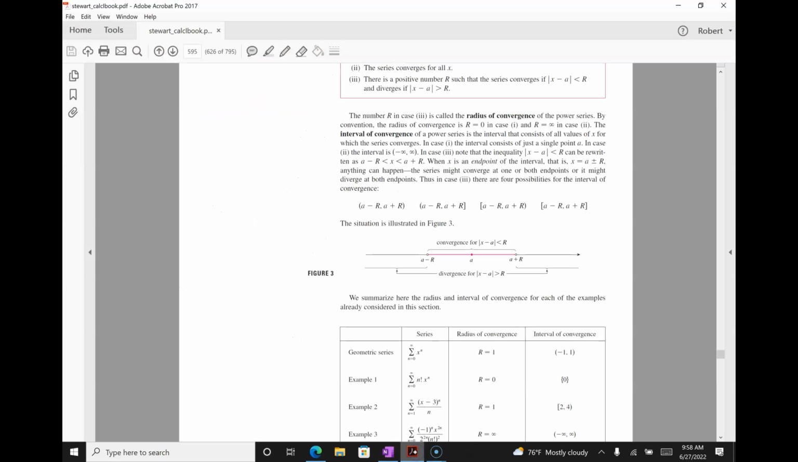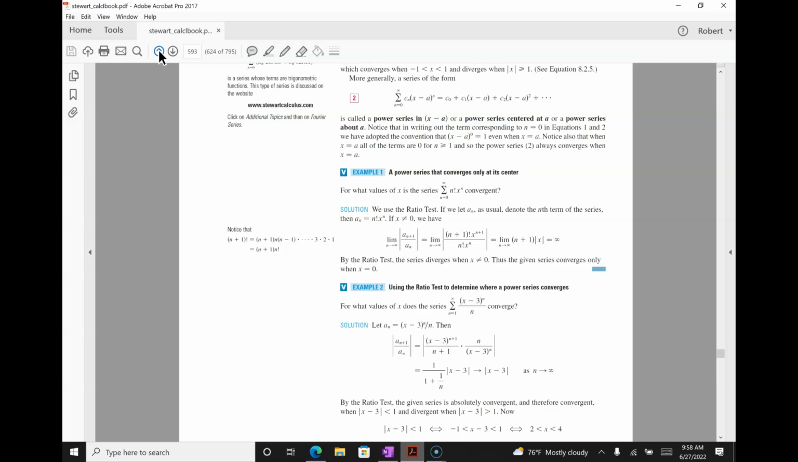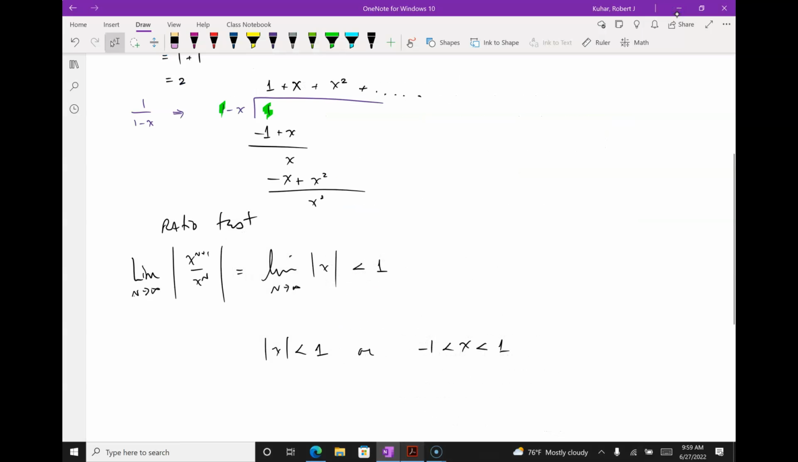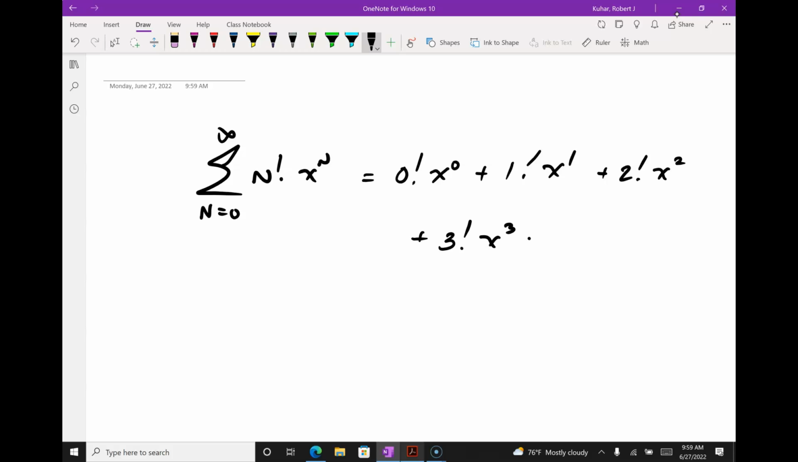Let's do it. Let me look at one more here. So here's a power series, x to the n. N factorial times x to the n. So the series n factorial times x to the n from n equals 0 to infinity. Let's start writing out some terms just so we see it again. I get 0 factorial x to the 0 plus 1 factorial x to the 1 plus 2 factorial x squared plus 3 factorial x cubed plus dot dot dot.